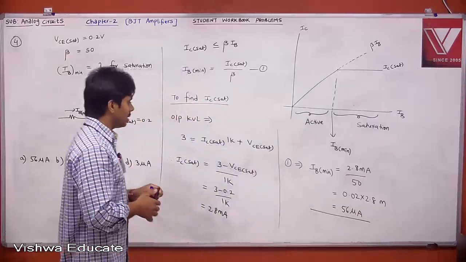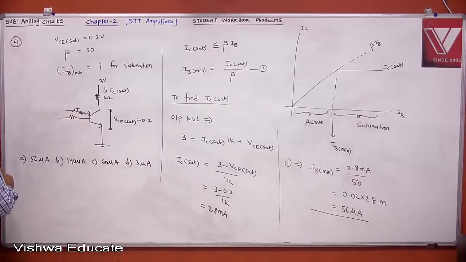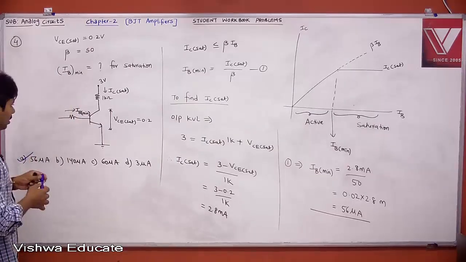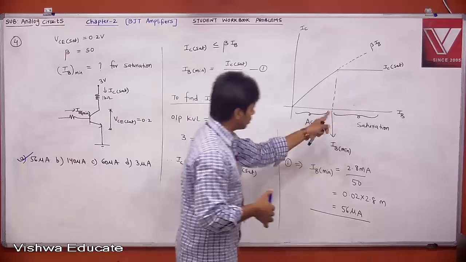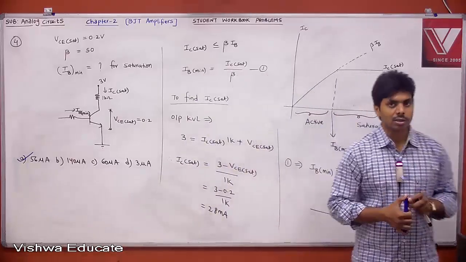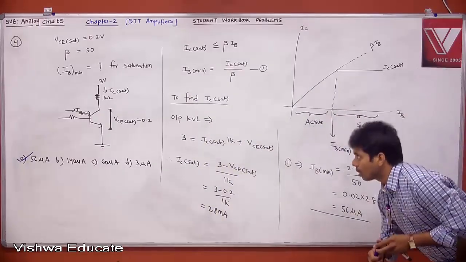Okay, done. What is the answer? 56 microampere. That is the minimum base current for your saturation. This is the minimum base current for the saturation region. Okay, take it. Then you will solve problem number 5.